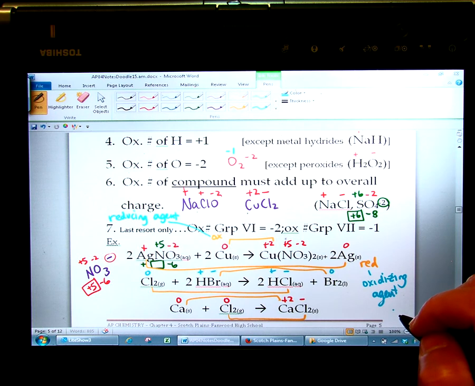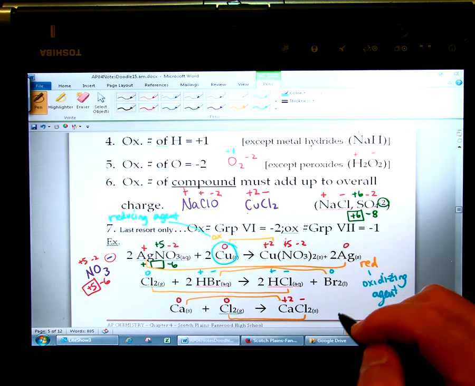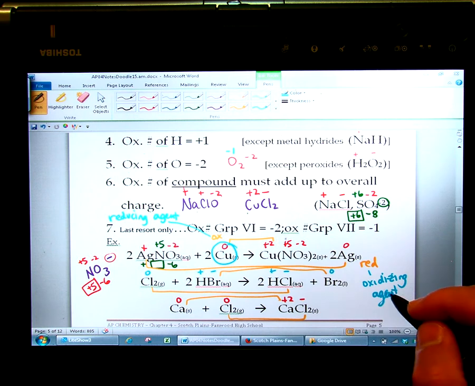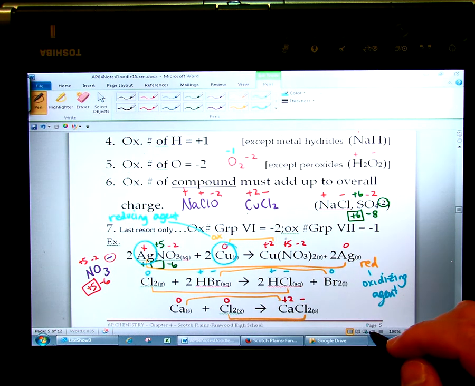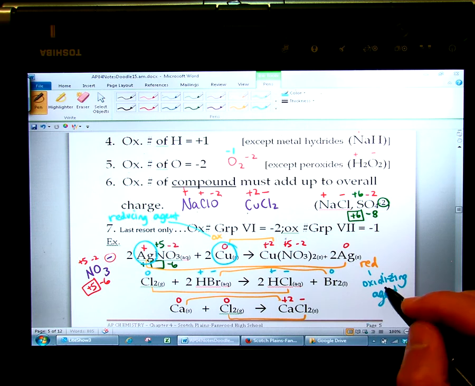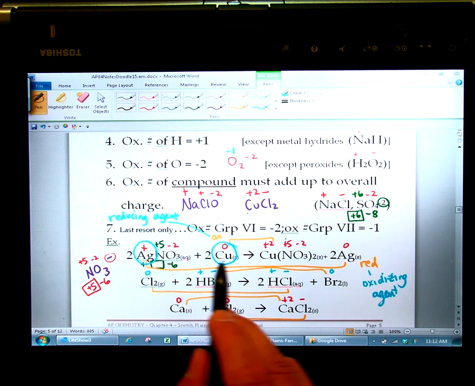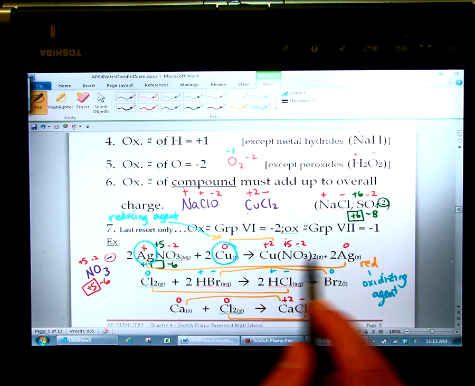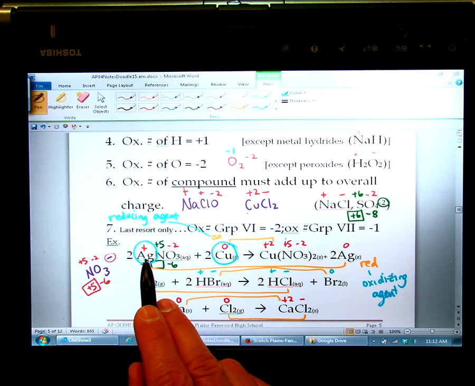So to sum it all up, the copper got oxidized, it's the reducing agent, and the silver in silver nitrate was reduced and became the oxidizing agent. Okay? It's always the left side that are the agents. The left side, because they're the ones reacting, these are the products. So if you get oxidized, you're the reducing agent. If you're reduced, you're the oxidizing agent.